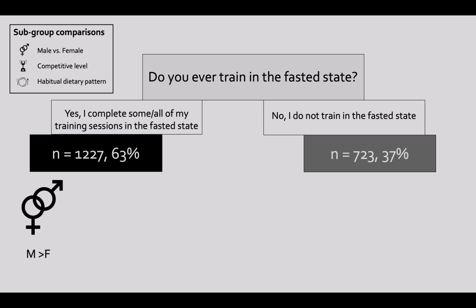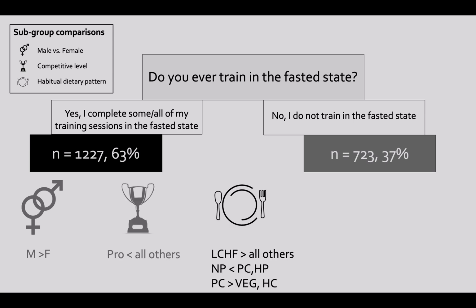When we look at the subgroup comparisons, we find males do more fasted training than females. Professional athletes did less fasted training than all others. And for dietary patterns, there was a few differences. But most notably, people that follow a low-carb, high-fat dietary pattern perform more fasted training than any other diet group. The other ones, NP, is no plan, so people that don't follow any plan do less fasted training than those on a periodized carb or high-protein diet, and people on a periodized carb do more fasted training than vegetarian or high-carb.